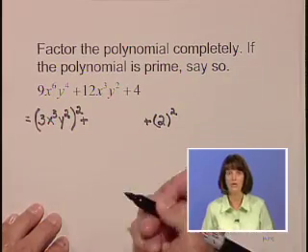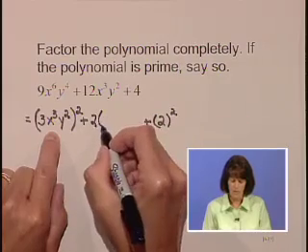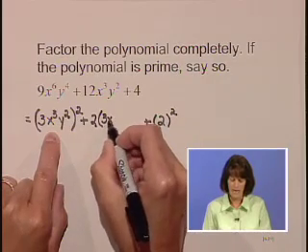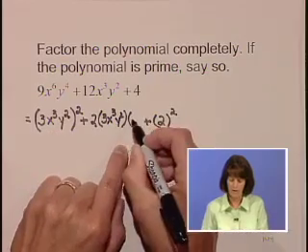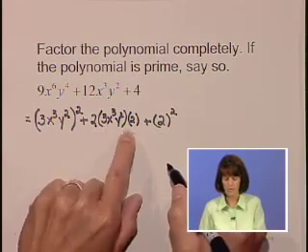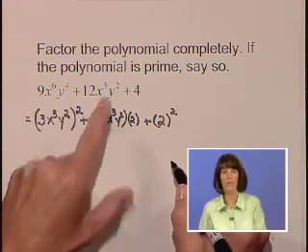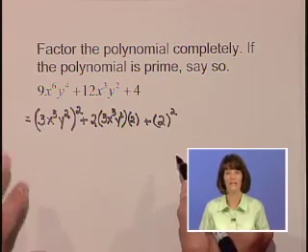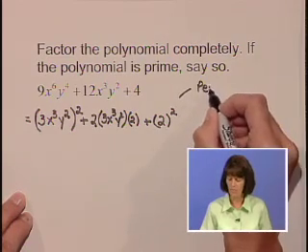Can we get that middle term by multiplying 2 times our first term, 3x to the 3rd, y squared, times our last value of 2? 2 times 3 is 6, times 2 is 12. We've got our x to the 3rd and y squared values, so yes, indeed, it does match up. This is indeed a perfect square trinomial.